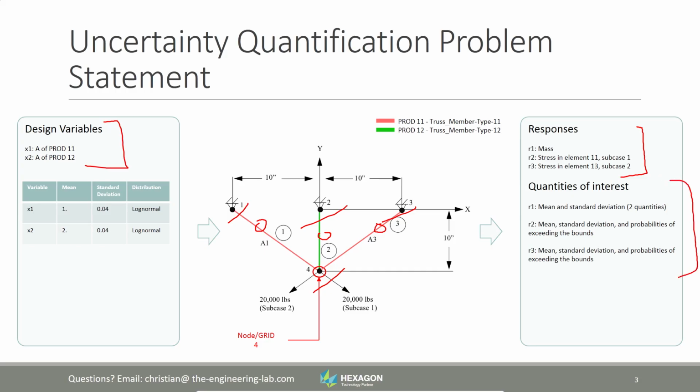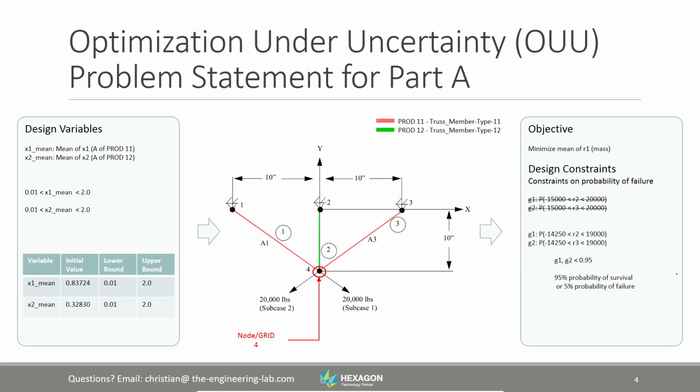Some of the quantities of interest include the mean, standard deviation, and the probabilities of failure of exceeding the limits on the actual stresses. So in the OUU, what we're doing is we're actually going to control some variables in the uncertainty quantification problem statement. Here, what we're going to do is control the mean of the input variables. So we are going to control the mean of the cross-section area for variables x1 and x2. The mean is allowed to range between 0.01 and 2.